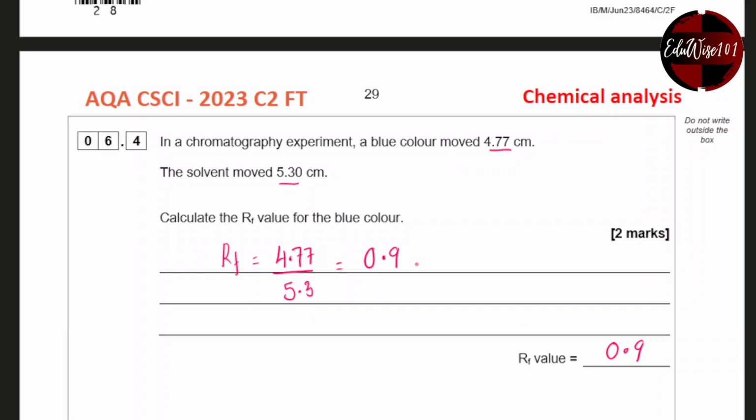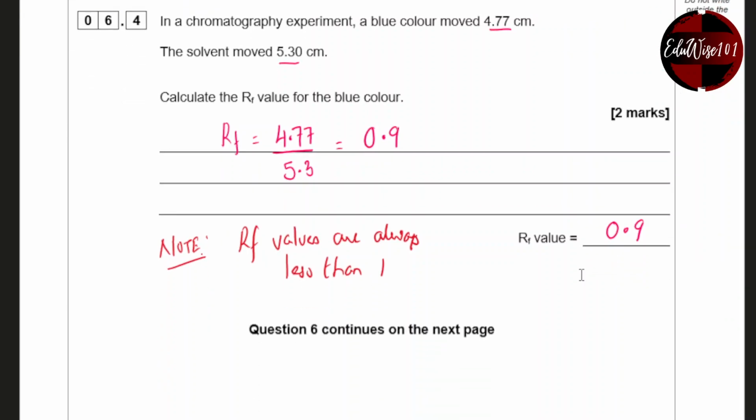And always remember, when you are calculating the RF values, RF values are always less than 1. So if your answer is 1 or more than 1, then usually that means your answer is definitely wrong, and you have divided the numbers in the wrong order.